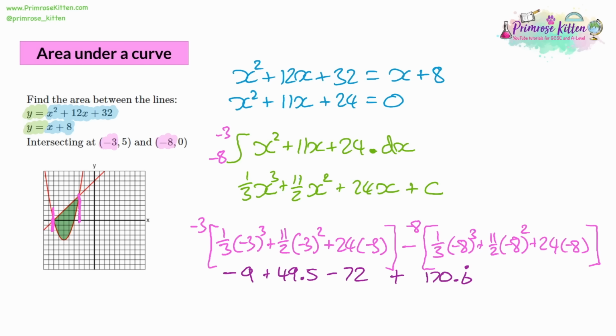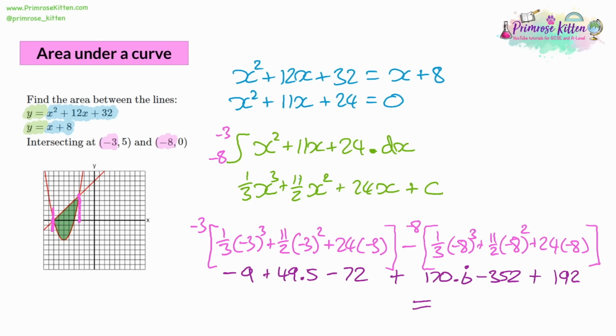Well, 11 halves of it, times by 11 divided by 2. That's going to give us a positive 352. We're taking away this, so we're going to take it away. Then we've got 24 times -8. It's going to give us -192. And again, we're taking this bracket away. It'll be a double negative, so we're adding it. So we can add all this together for our final answer.